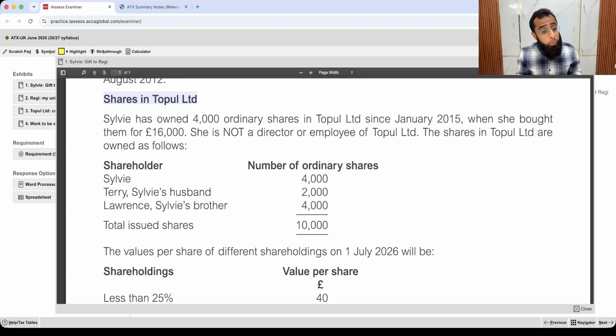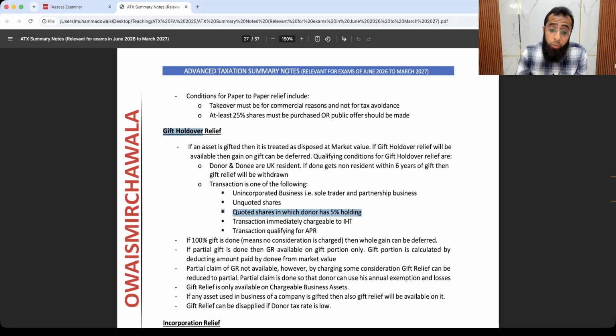Donor and donee are UK resident. Okay, it's an unquoted company. So yes, gift holdover relief will be available. Are you getting my point? But for gift holdover relief, it is required that donor and donee make a joint election. So there is no detail given whether they have made a joint election or not.